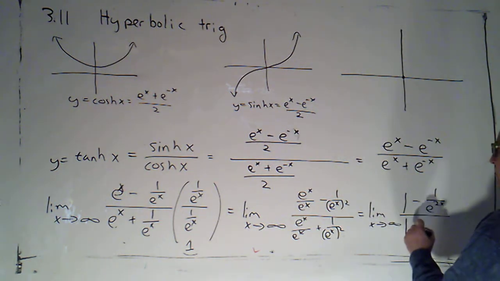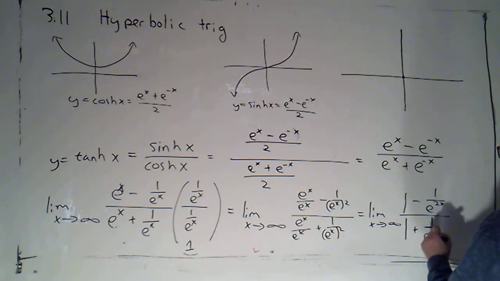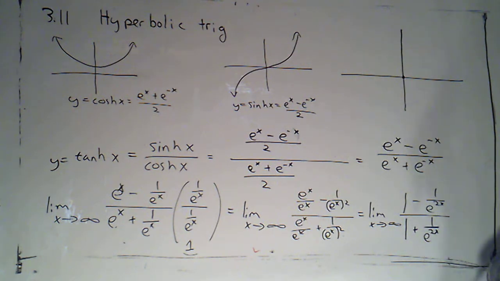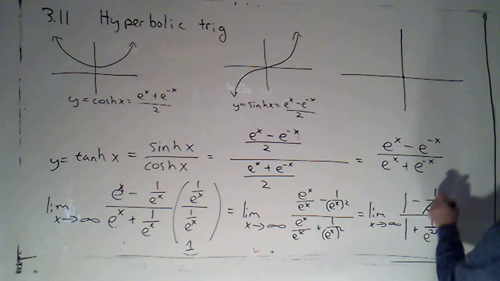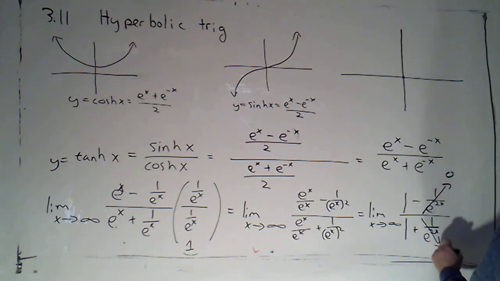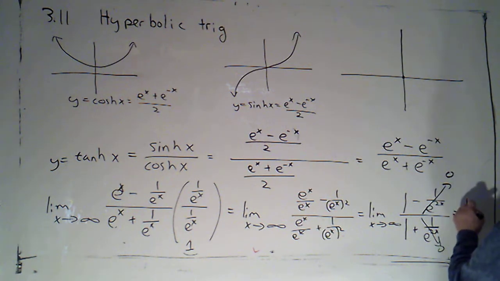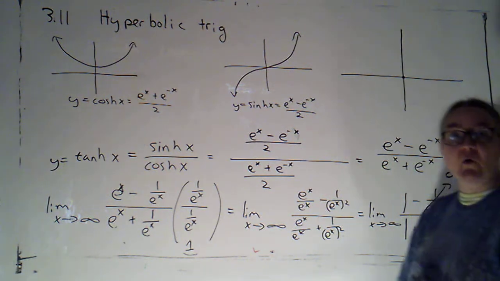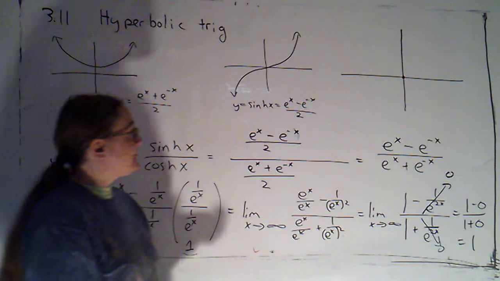And on bottom we've got 1 plus 1 over e to the 2x. Now, I can say, oh, that piece goes to 0, that piece goes to 0. This is just 1 minus 0 over 1 plus 0. That's just 1. So very interesting.